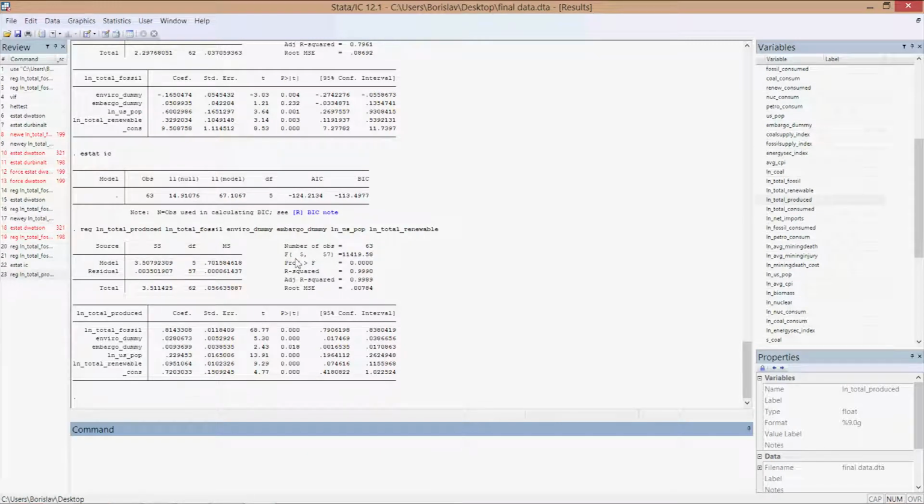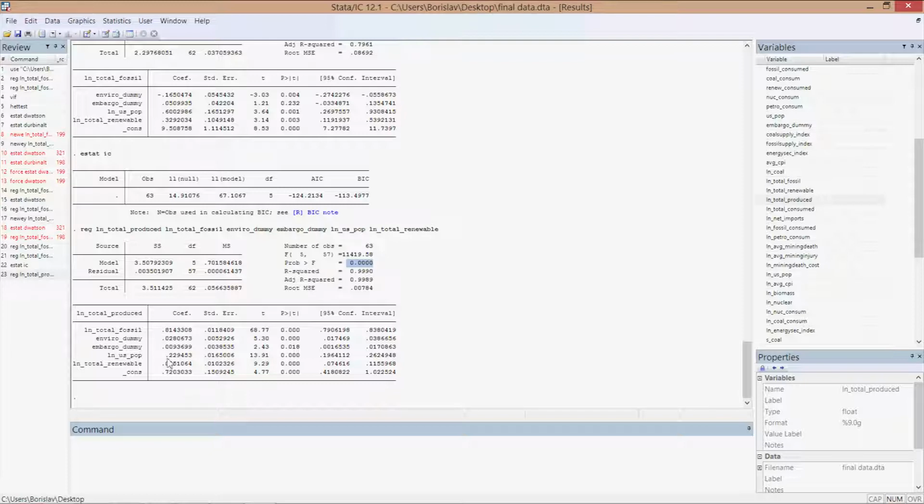It's incredible. F statistic is 11,000. The probability is zero, very high. R squared is 0.999, so almost 100%. Adjusted R squared, again, 0.9989. So on average for this model, we can say we can explain about 99% of variation observed in our variables. Very highly statistically significant. Look at our t-values here.